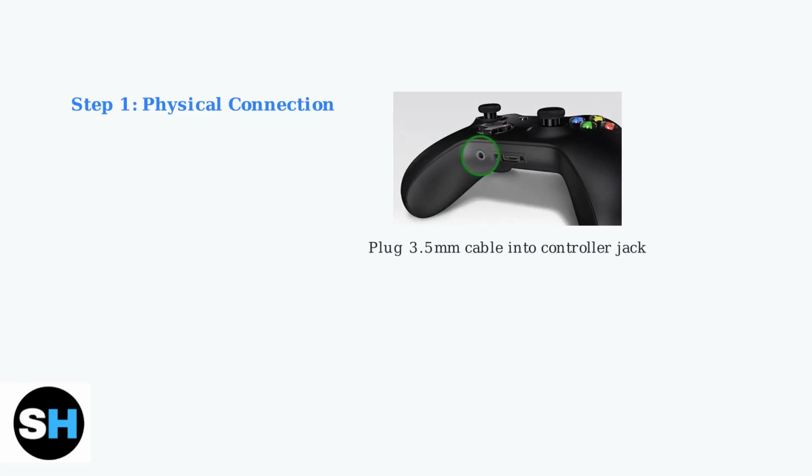First, locate the 3.5mm headphone jack on your Xbox controller. It's typically found at the bottom of the controller. Next, connect the other end of the 3.5mm cable to your HyperX Cloud III Wireless headset. Make sure both connections are secure.